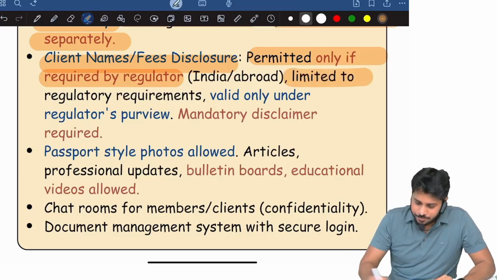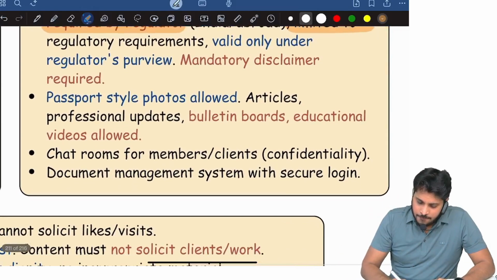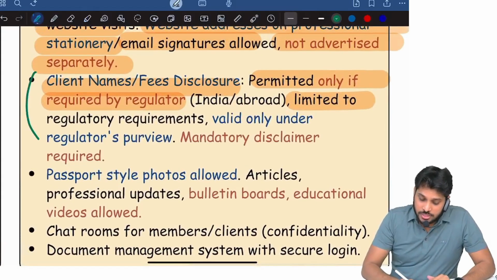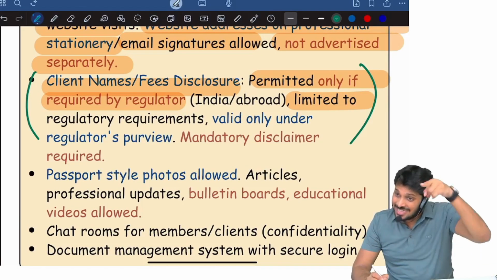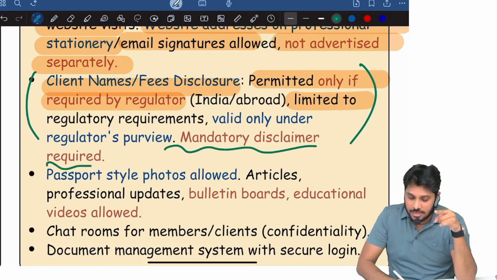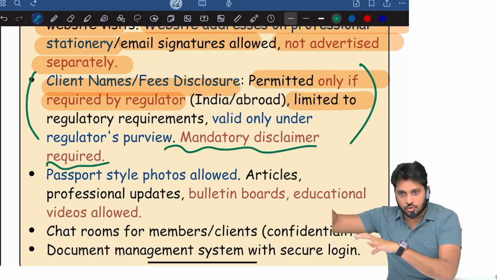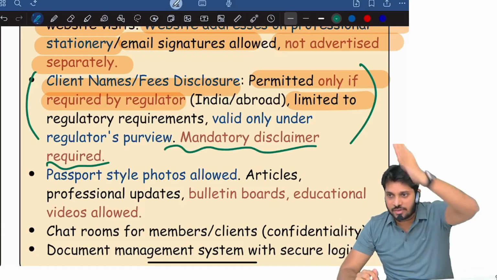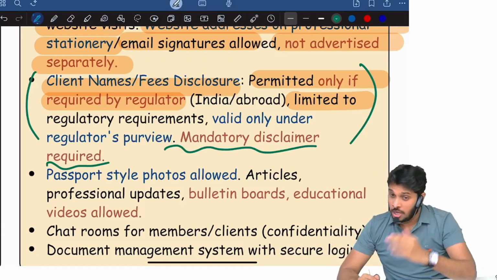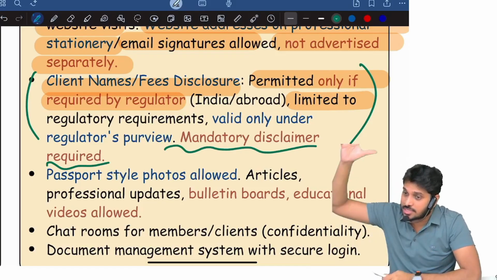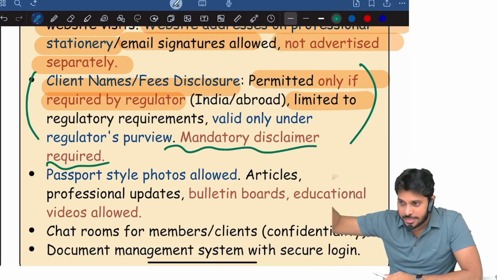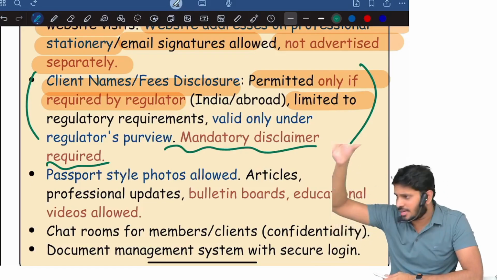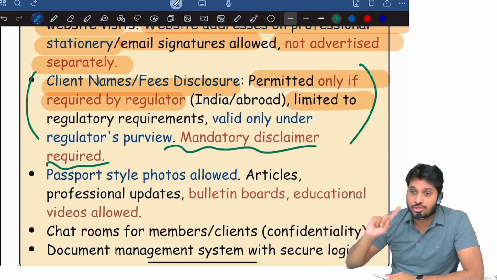Yes or no? And further, if at all you are disclosing any client name and fees charged because there is a legal requirement, you should also clearly mention a disclaimer on the same. Because of so and so guideline, so and so section, because of that requirement, we are disclosing the details of clients and fees charged. Otherwise, you should not disclose. You can easily tell the industries we audited. We audited cement industry, we audited pharma companies, like that, industry names and all you can tell. You should not tell client names.